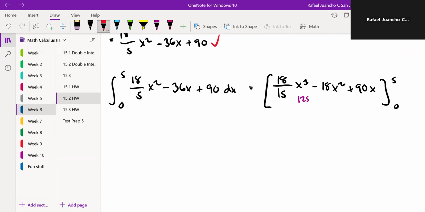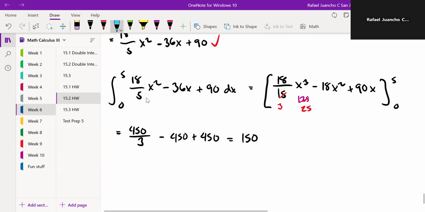And then I get to cancel that. So this becomes 3. This becomes 25. 25 times 18 is 450 over 3. And here this is minus 18 times 25. That's 450. Then this is 90 times 5, which is 450. And so here I just get 450 over 3, which is 150. And that should be my answer. Nice.